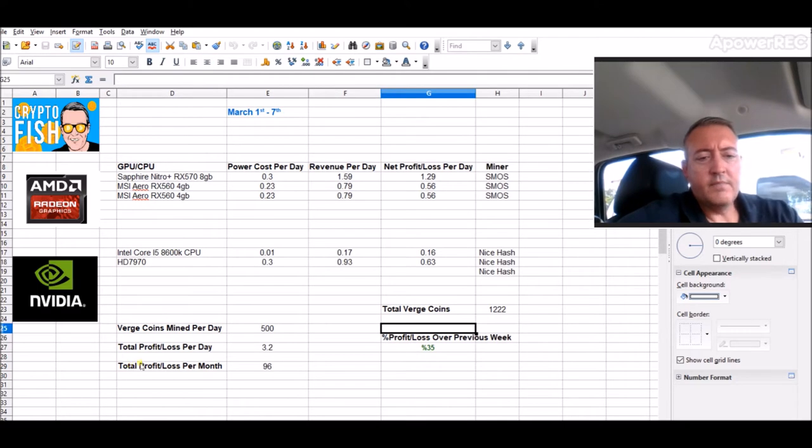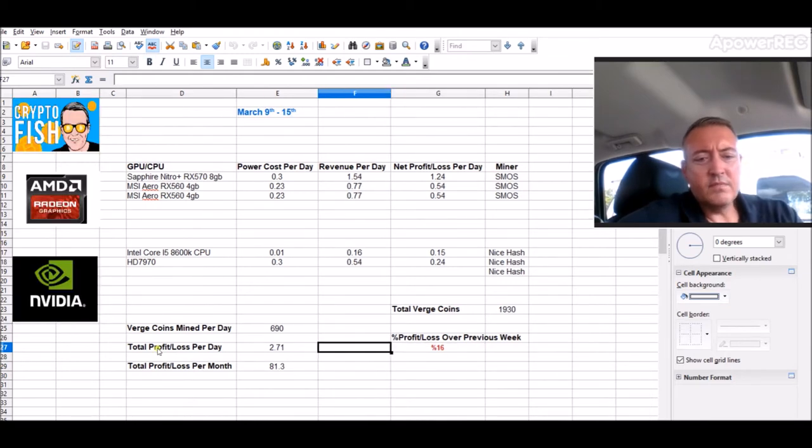Week three, $3.20, okay, a 35% increase. So far, initially when I started, even in the quote-unquote down market, I was making profit, or at least making more and more money every week. We'll get into the profit or losses here in a little bit.